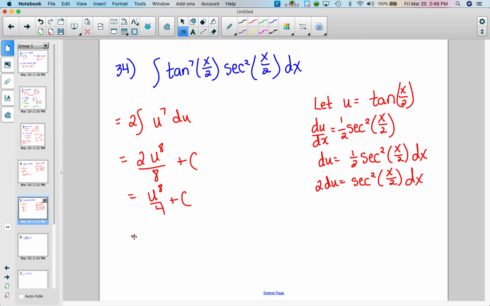And now I'm going to replace my u with tangent. I'm going to make this a 1/4 too. So we're going to have 1/4, and we'll have tangent to the 8th power x over 2 plus a constant. And I'm choosing to write it in that format like they gave it to us in. So that would be our answer.